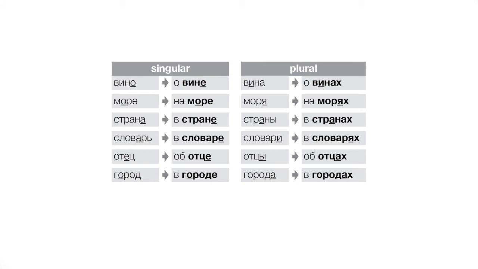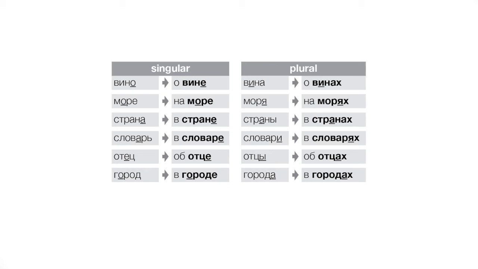Okay, now, speaking of stress in plural forms, here are some more examples. Вино, о вине, море, на море, страна, в стране, словарь, в словаре. There's an N stress noun, by the way. Отец, об отце, город, в городе. So with the exception of the N stress noun, where we get словаре, in these singular forms the stress is on the same syllable in all singular forms. Now these particular nouns in the plural all shift, and not only in the nominative plural, but in all case forms as a rule, including today the prepositional plural.